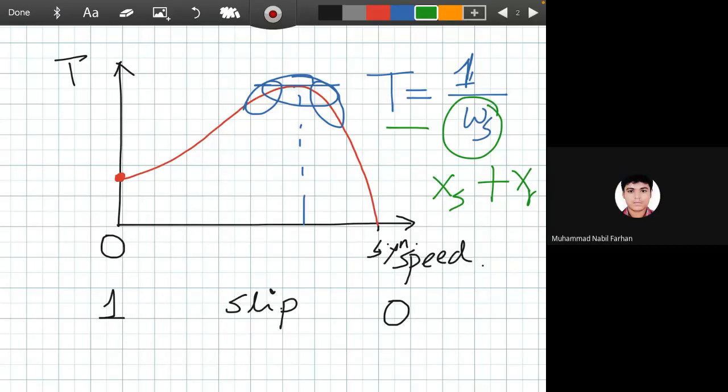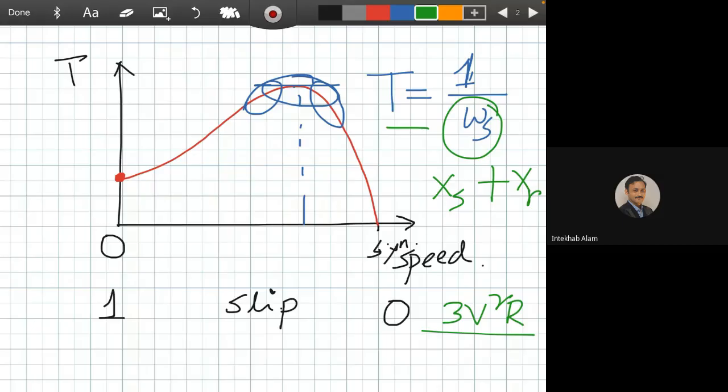Another thing is the voltage. There is a 3V square at the numerator and denominator of the equation. Okay, in the numerator of the equation, there is a 3V square R. So if we can change the V, then we can also change the torque.